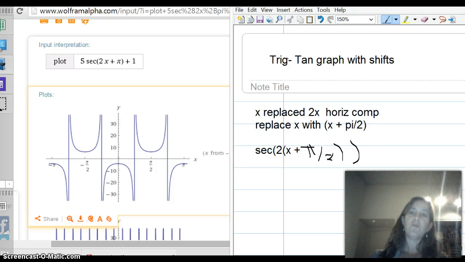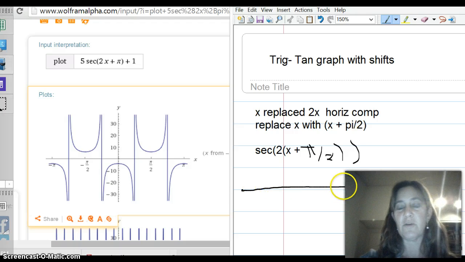So this means first we're doing a horizontal compression, which changed our period to pi and moved our asymptotes from being at every odd pi halves to odd pi fourths. So the space between them is only pi halves. Then we're going to do a horizontal shift of pi halves to the left. So let's look at what this looks like.